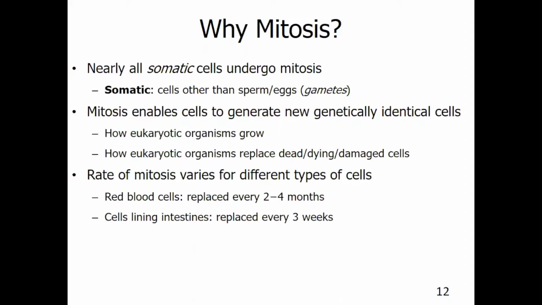The rate of mitosis, how quickly cells divide, can vary greatly depending on the type of cell. So for example, red blood cells are replaced every 2 to 4 months. The lining of your intestines, those cells, are replaced about every 3 weeks. And things like bone cells are replaced every couple of years. So it really depends on the type of cell that you're talking about in terms of how quickly mitosis happens.